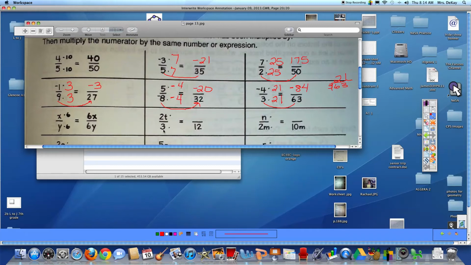The next one's done for us, so how about this one? 3 to 12 is 4 and a 4, so your top number would be? 8. Shelby, you got the next one by yourself. 2m to 10m would be? 5. Times 5, so your numerator is? 5n.